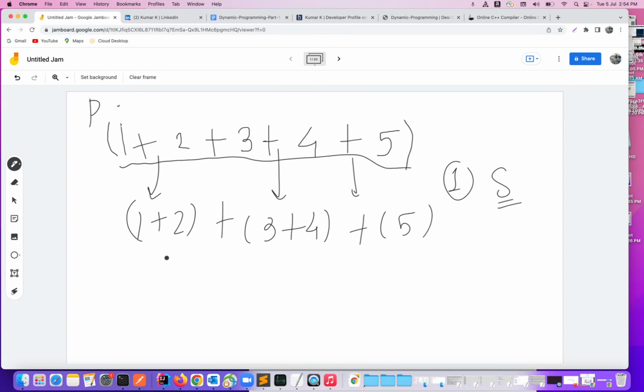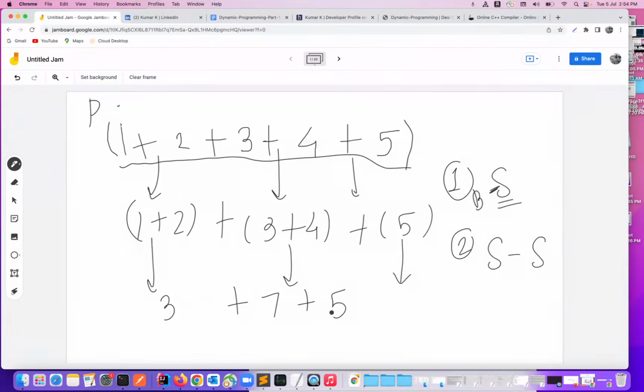Now we can solve the small parts. Solving the smaller parts is very easy. Breaking into smaller parts, step 1. Step 2 is solving the smaller parts. 1 plus 2 is what? 3. 3 plus 4 is what? 7. And 5 as it is.